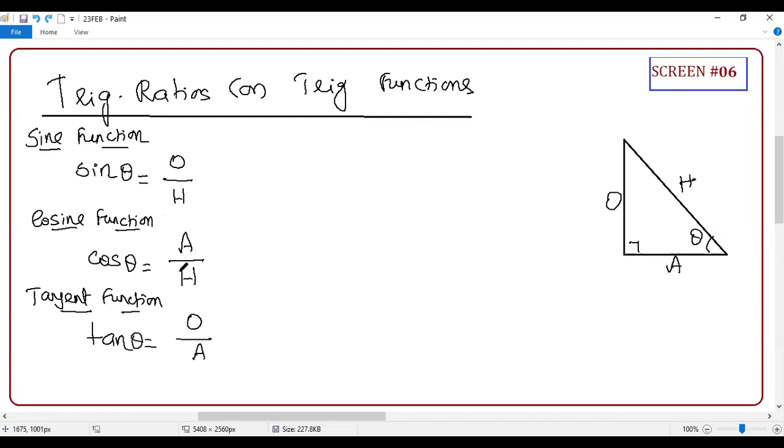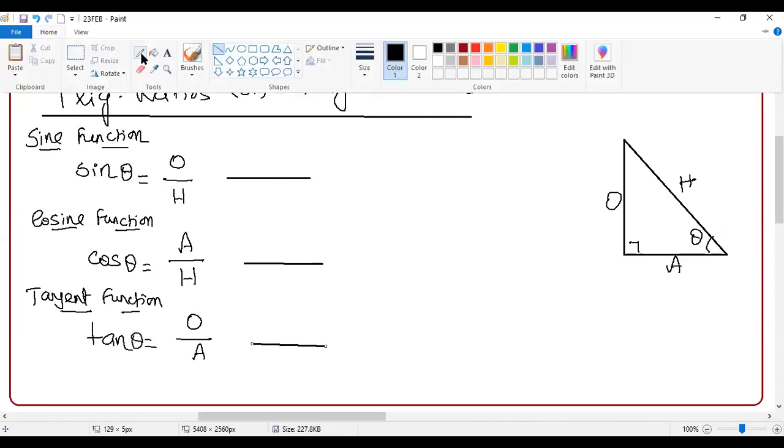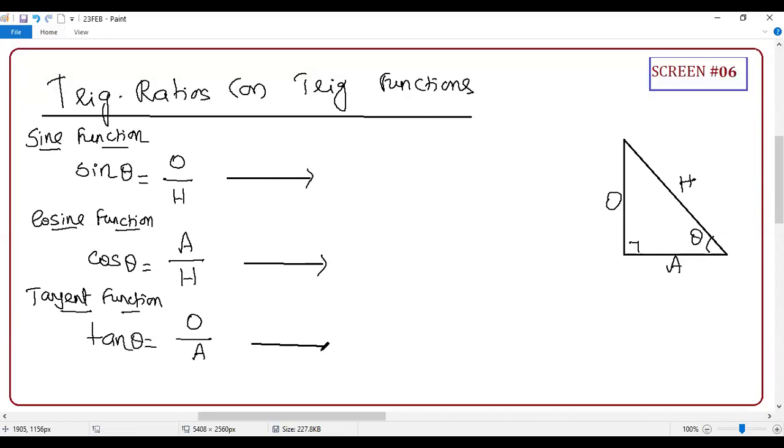Now, as Shivani mentioned, you are selecting O and H, A and H, and O and A. Yes, agreed. But is this the only way? After selecting, I can put H by O. Yes, that is possible. That is where you get the reciprocal ratios. But trust me, the first three are the very important fundamental ratios. And the next three are reciprocal ratios.